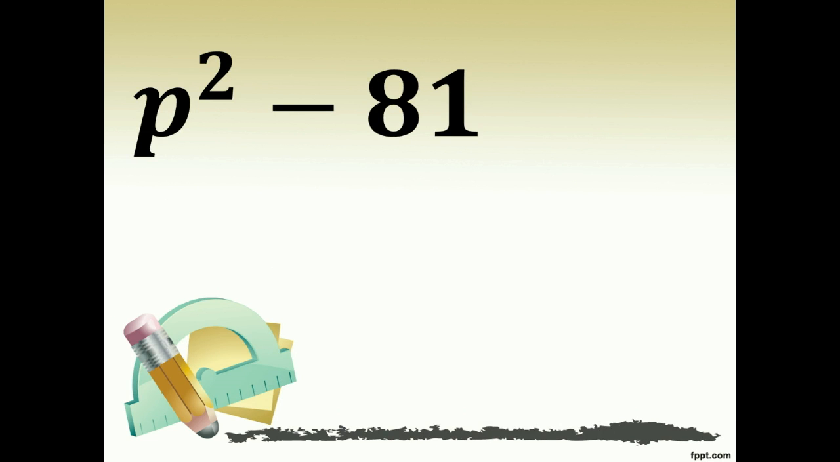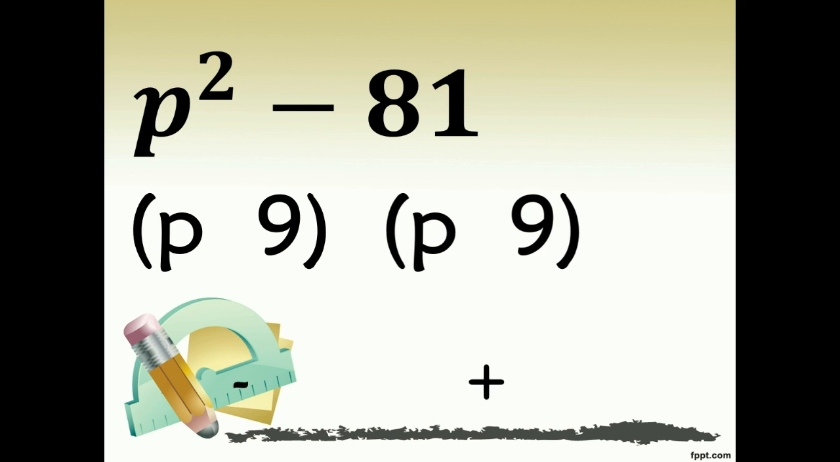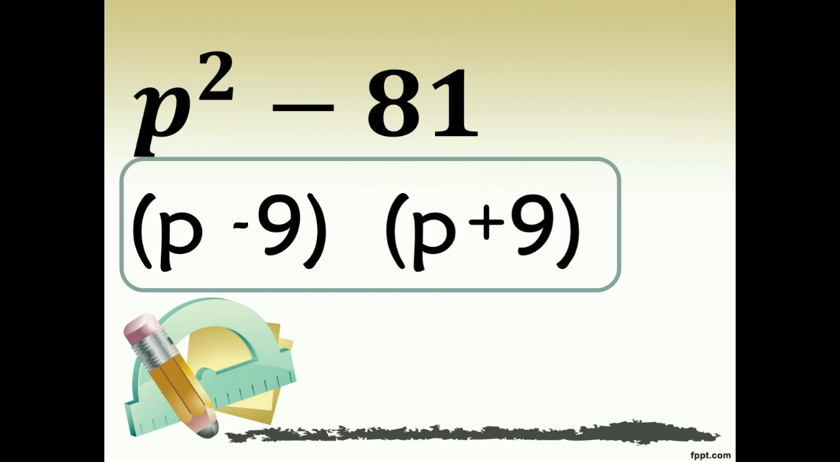Next, p squared minus 81. Square root of p squared is p. Square root of 81 is 9. Double them. One is negative and one is positive. Final answer, p minus 9 times p plus 9.